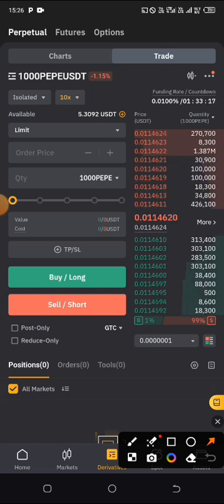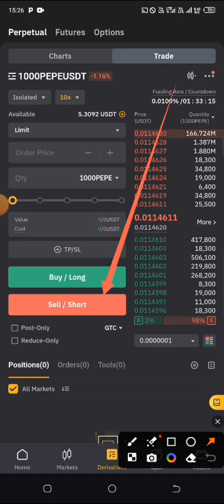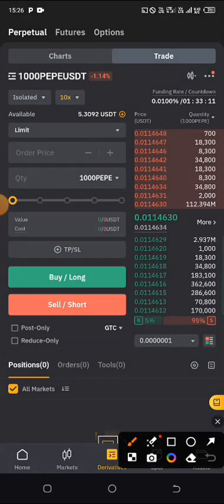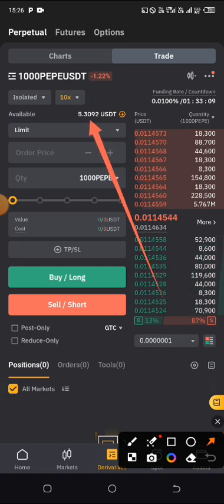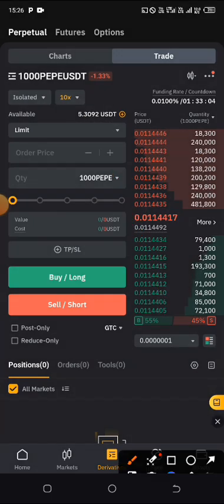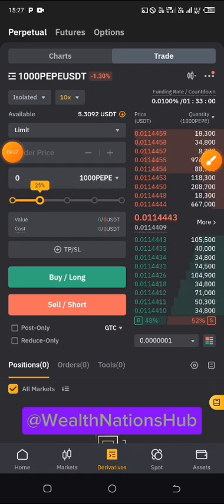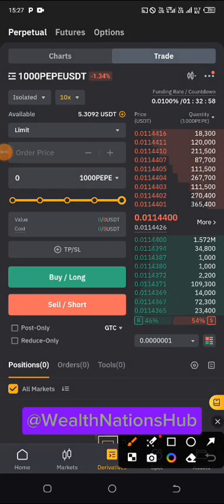Now I am going to take the trade right away in a sell direction based on what is going to happen. Now you can see I have $5, so I'm going to use all. When you drag this cursor here to the end, it means you are using all your equity. You can see I have only $5.